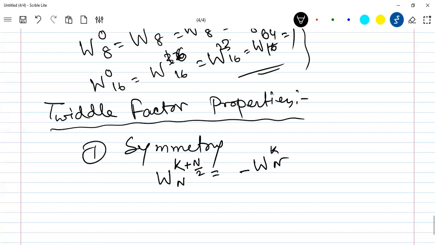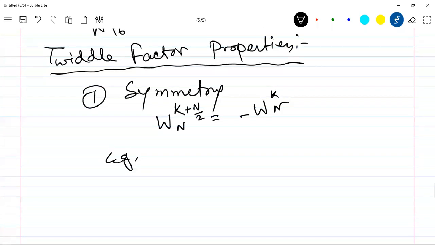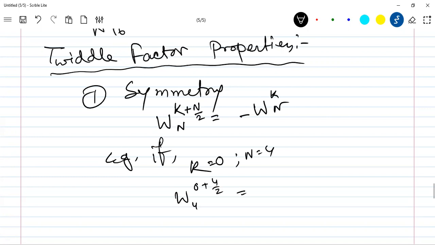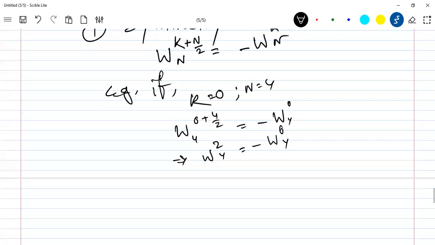So for example, if we consider k equals 0 and N equals 4, we put the values over here. W0 plus 4 by 2, 4 equals minus W04. So that means W24 has the same value as minus W04. W24 means minus 1, and W04 is 1, so the minus sign is there. This is the proof of the symmetrical property.